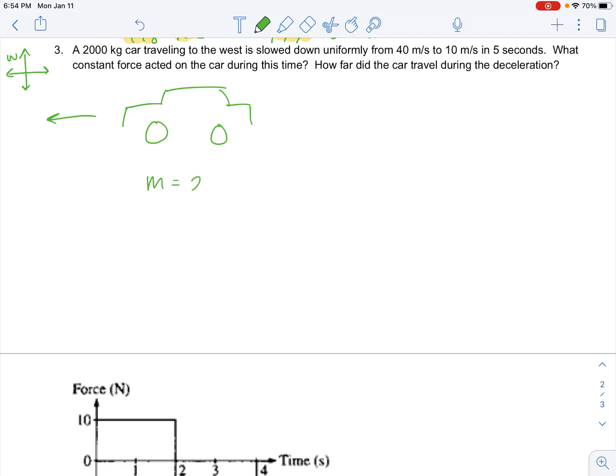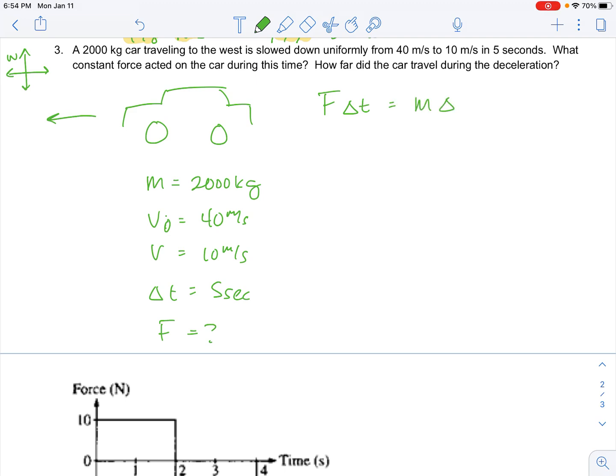Let's see. The mass is 2,000 kilograms. We've got an initial velocity of 40. We've got a final velocity of 10. We've got a delta T of 5 seconds. And we'd like to know the force. So we've got F delta T equals M delta V, or you can write that as M final minus initial.